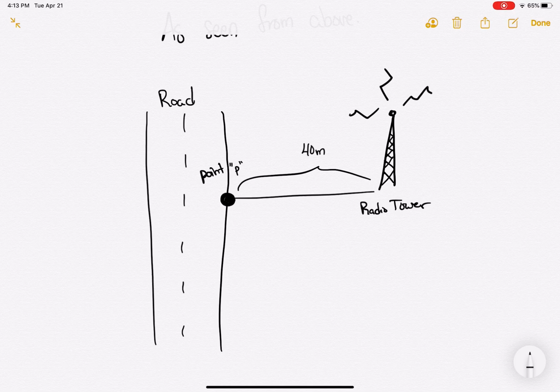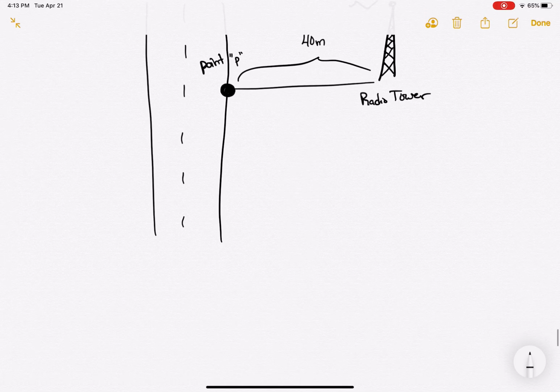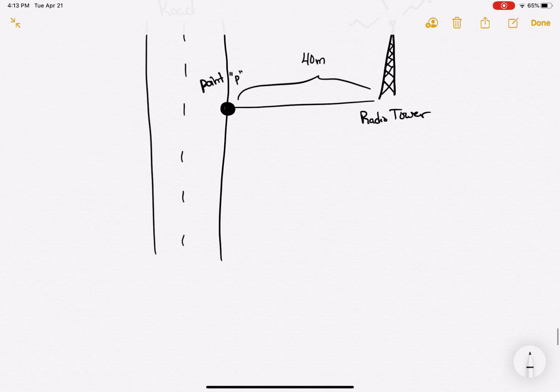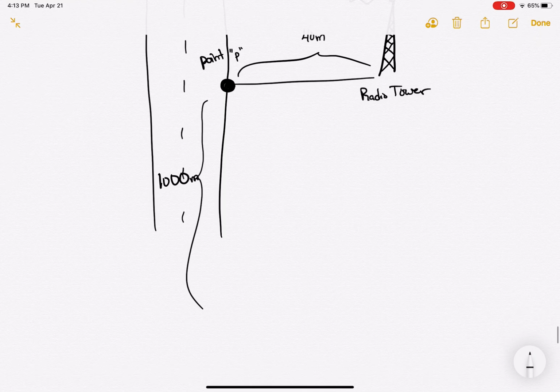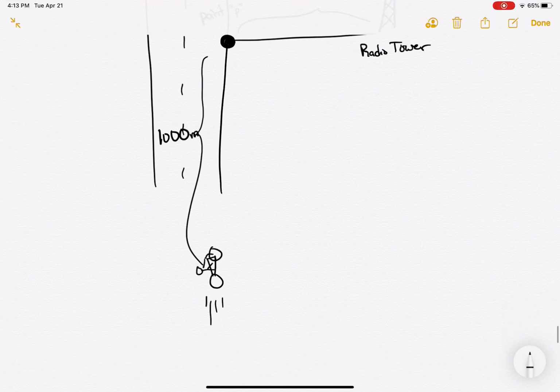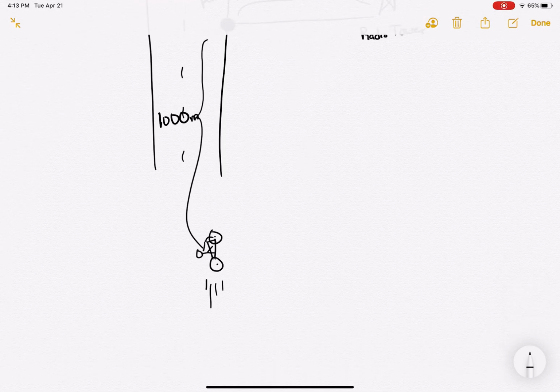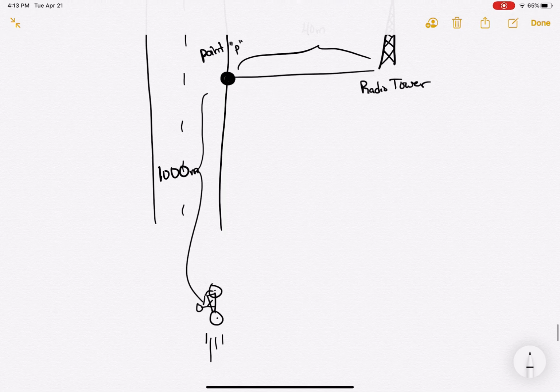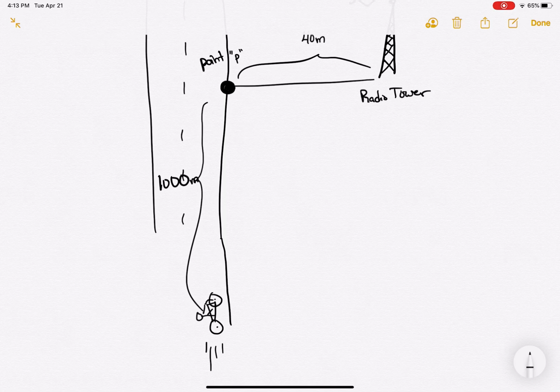It says you are currently 1,000 meters away. So here we are right now, 1,000 meters, us riding our dirt bike. So we're riding our dirt bike over here, 40 meters away, 1,000 meters away. Extend these lines for us.